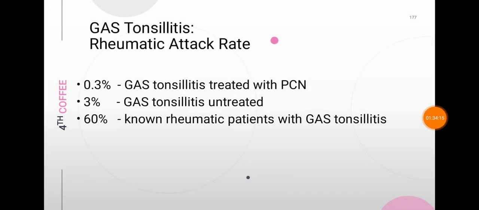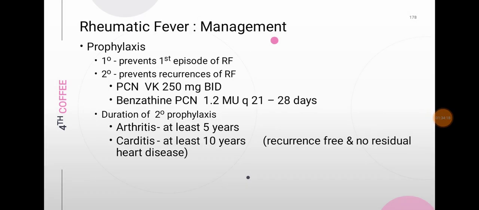Primary and secondary prophylaxis. Primary is done to prevent the first episode of your RF. And secondary is to prevent recurrent episodes of your RF. So what do we use for secondary prophylaxis? Again, penicillin or benzathine penicillin. How long do we give secondary prophylaxis? If the patient has arthritis only, at least 5 years. If the patient has carditis, at least 10 years. So imagine injecting your 8-year-old patients for 10 years if they have carditis. Every 21 days.